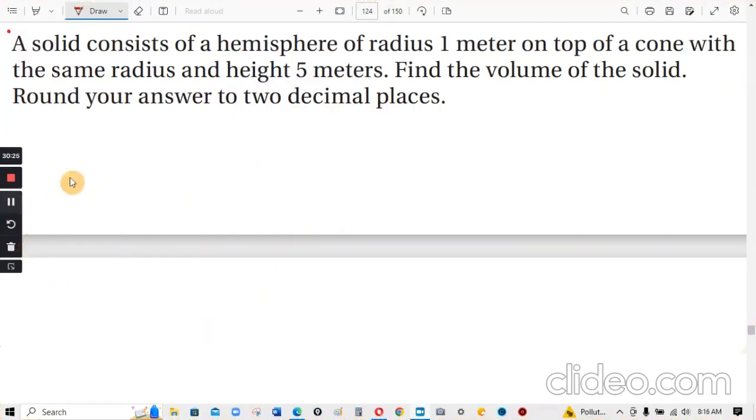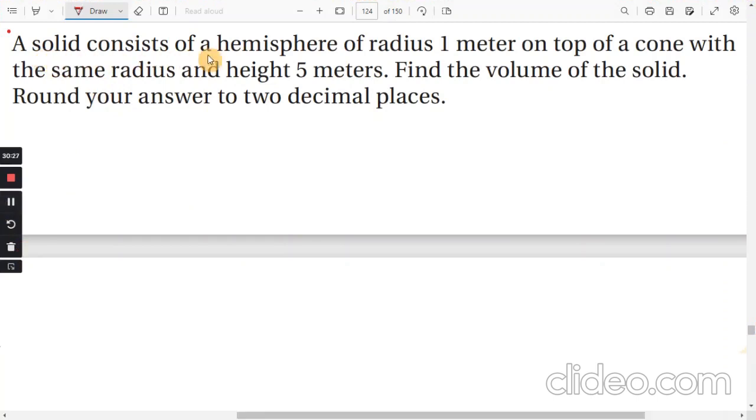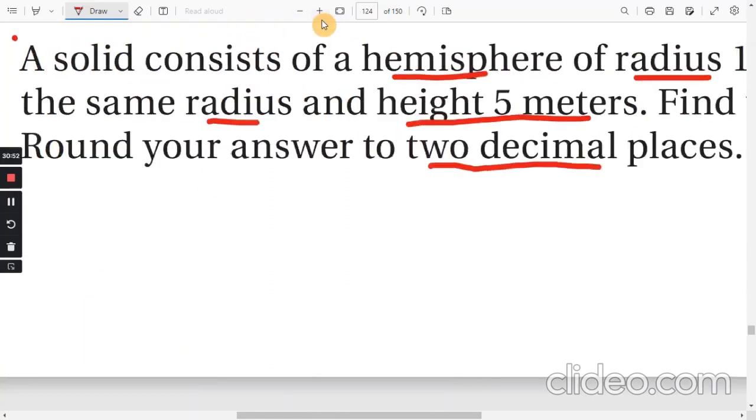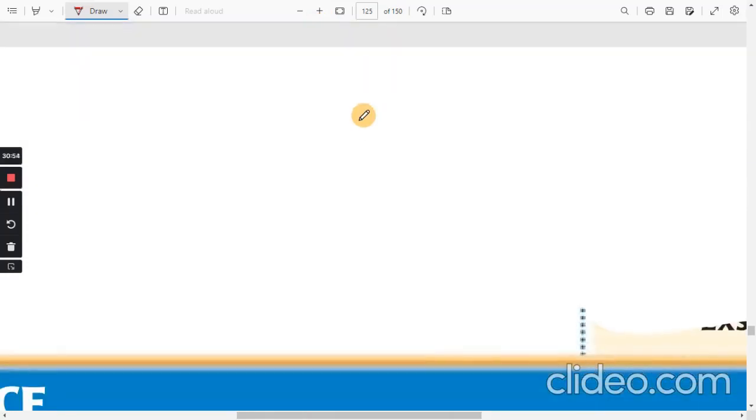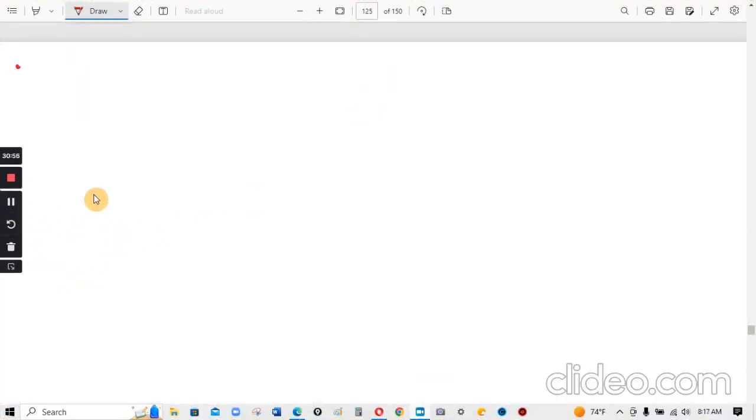All right, last one. It says a solid consists of a hemisphere of radius 1 meter on top of a cone with the same radius and the height of 5 meters. Find the volume of the solid and round to 2 decimal places. I'm going to draw this for you, but it's basically an ice cream cone. If I were to draw this, I would just do an ice cream cone, okay?